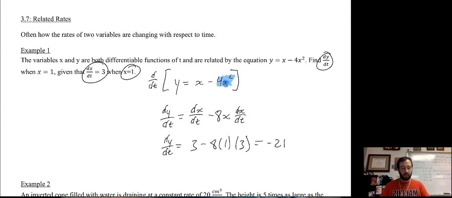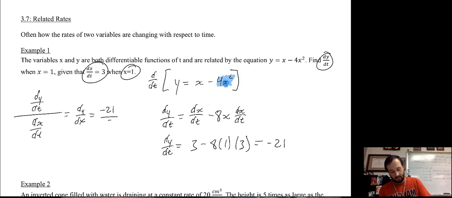One other thing I want to point out to you guys is it's similar to what we've been doing before. It's just now with respect to time. Because if I take this and I do dy dt over dx dt, that would simplify to be dy dx, which is what we've been doing up to this point. So if I divide those two numbers, dy dt is negative 21, dx dt is 3, negative 21 over 3 is negative 7. Now I bet you 20 bucks, only 20 though, sometimes I make mistakes, that if I find dy dx when x equals 1, it's going to come out to be negative 7.